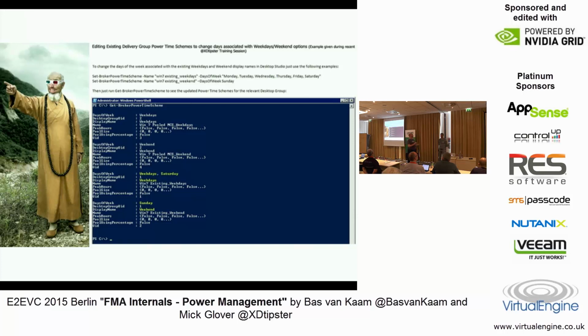When you're configuring your power time schemes, by default you have a drop-down box for weekdays and weekends, of course. Now, you can change that. You don't have the ability through the UI, but through PowerShell, you can change what are considered to be your weekdays and what are considered to be your weekends, for example. So you can create customized power time schemes.